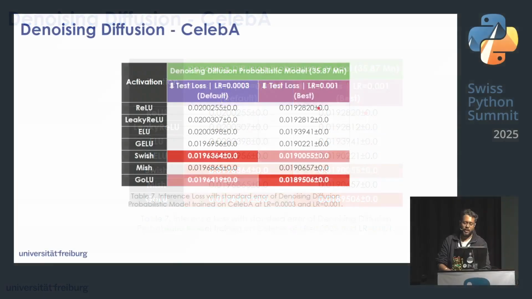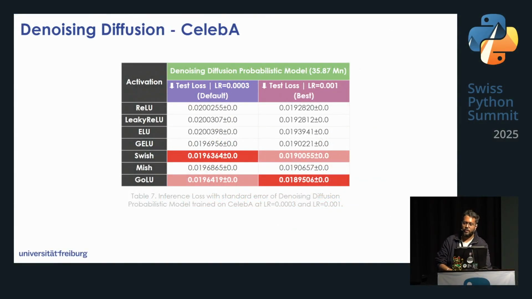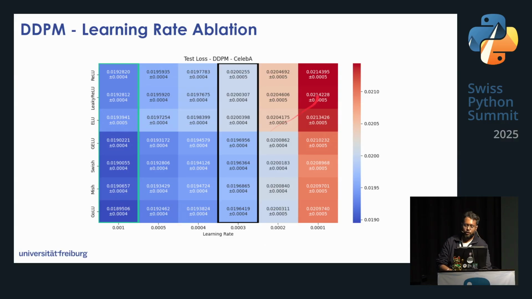Finally, we trained models on a denoising diffusion probabilistic model. So we trained a denoising diffusion probabilistic model on the SVHN dataset, and we observed the loss, and again, doing a learning rate ablation showed us that GoLU was better and consistent in the performance.